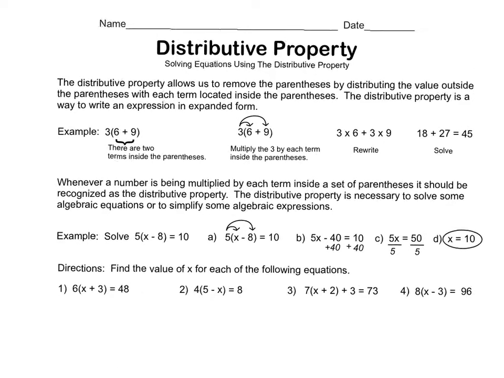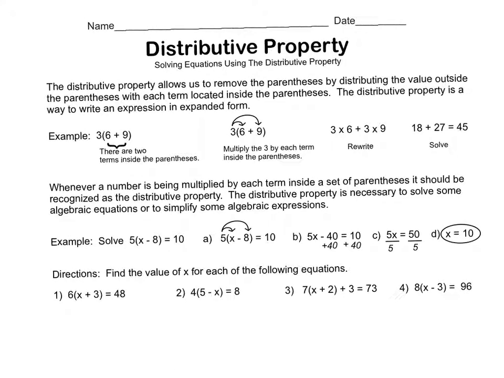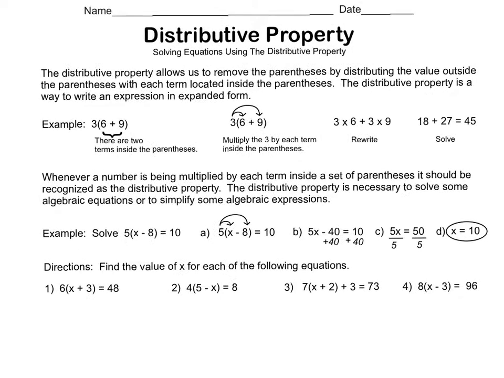Okay, so we are looking at the distributive property here, and what it says is the distributive property allows us to remove parentheses by distributing the value outside the parentheses with each term located inside the parentheses.